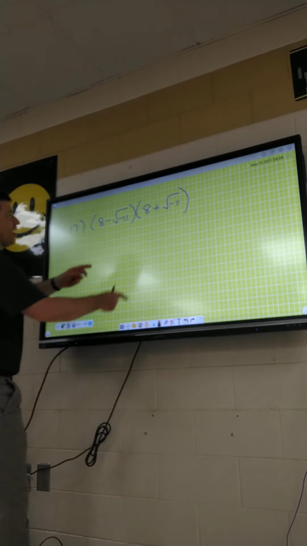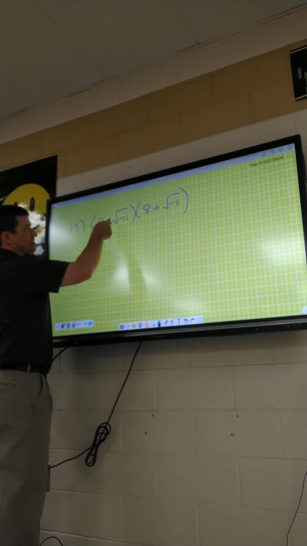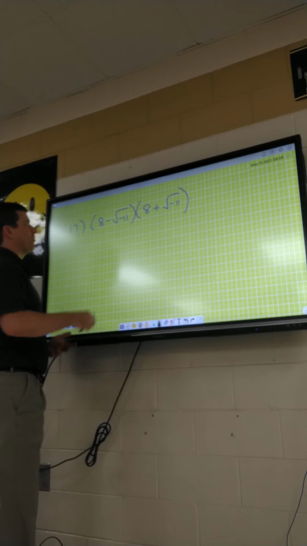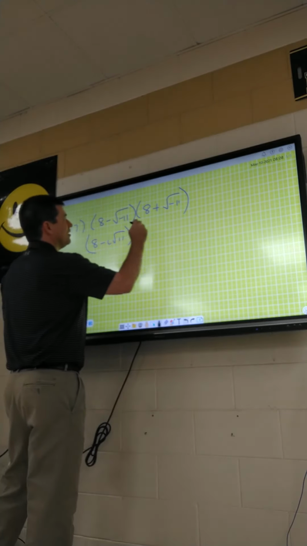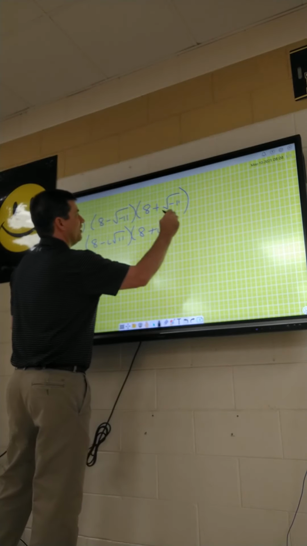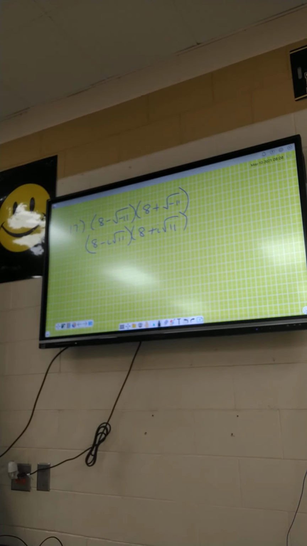First step, y'all need to bring your i's out. If you got a negative inside the square root sign, you can't work it out that way. So let's bring that out. That's 8 minus i root 11 here, and 8 plus i root 11 there. That's going to be your first step. Bring your i's out so we can work on it. Now, you should be able to FOIL this out from here.